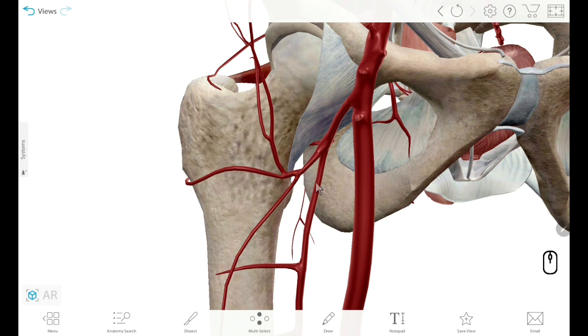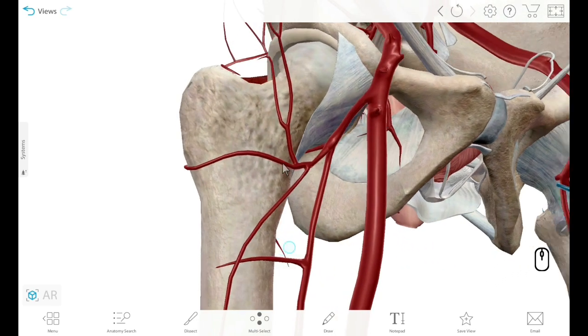Now we can see a branch given off by the profunda femoris artery which is encircling the femur. Encircling can also be termed as circumflexing, and it is lying laterally compared to another artery which is also encircling the femur, or circumflexing the femur, but lying medially as compared to this artery. So this artery over here is known as the lateral circumflex femoral artery.